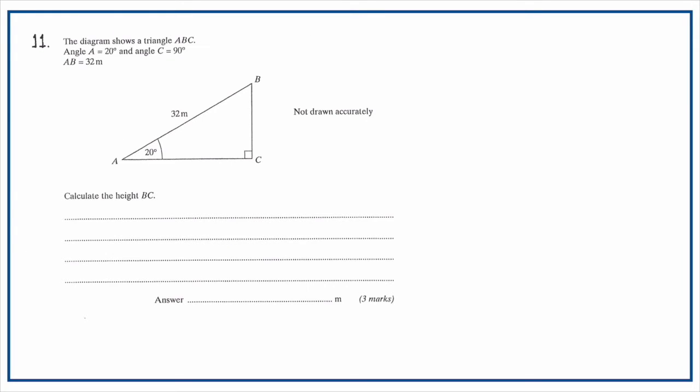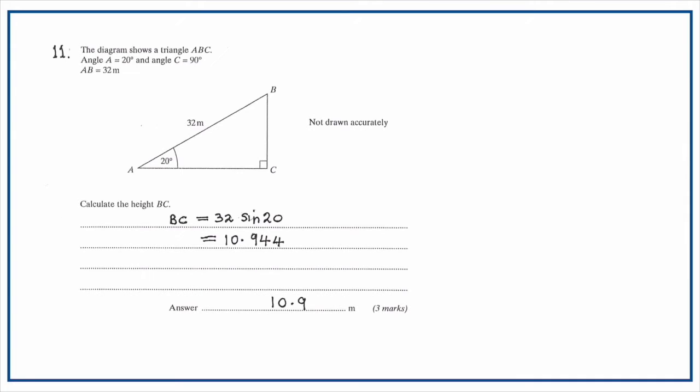Question 11. The diagram shows a triangle ABC. Angle A equals 20 degrees. Angle C is 90 degrees. AB equals 32 meters. Calculate the height BC.